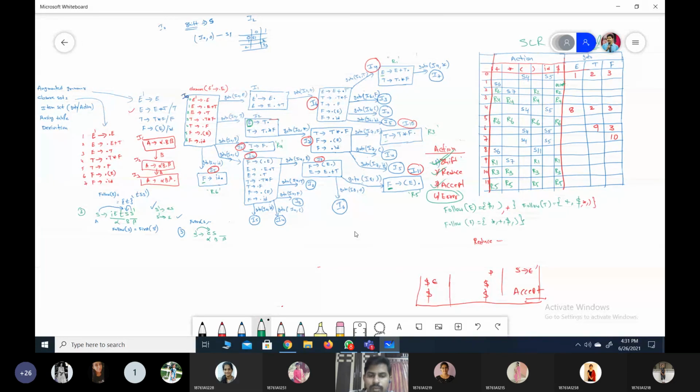Sir, again, there you have taken some symbols you added. There you have taken follow of E, follow of T, and follow of F. Yeah, again, follow of E, follow of T, follow of F. Why I have added the symbols means, okay.